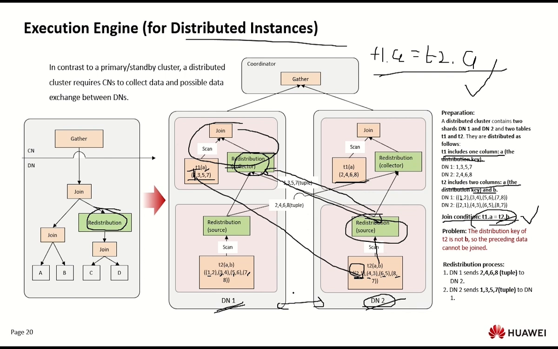In a real scenario, we should always recommend using table1.A equals table2.A, which avoids this kind of cross data node query. If you really have to do table1.A equals table2.B, keep in mind that it will take much longer, since lots of data will go through different data nodes.